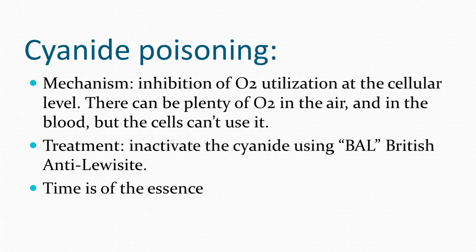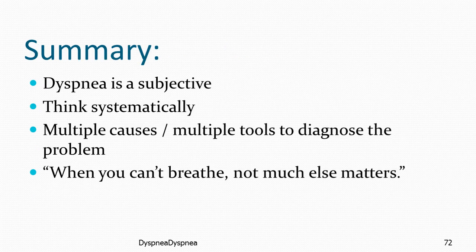hyperbaric oxygen. Cyanide poisoning: a mechanism of interference with O2 utilization at the cellular level, and there can be plenty of O2 in air and in blood, but the cells can't use it. Treatment is to inactivate the cyanide using BAL, and time is of the essence.